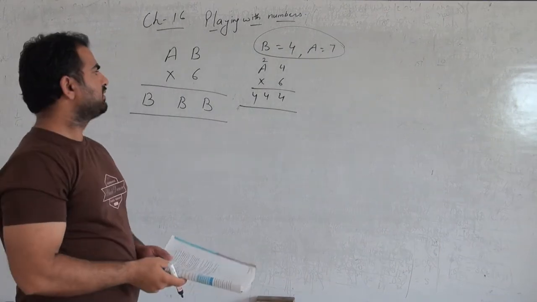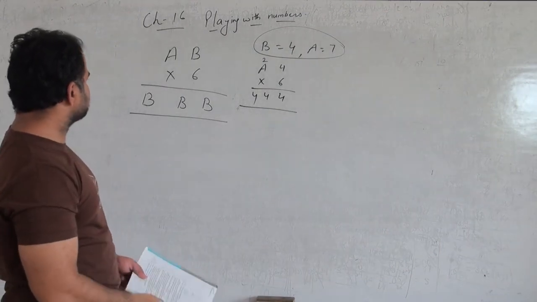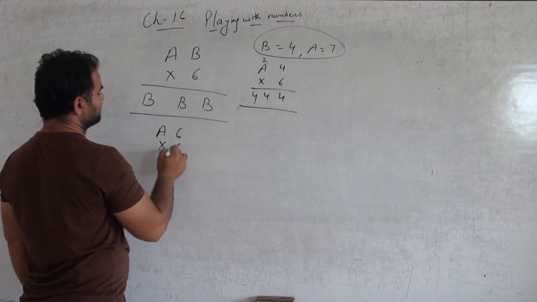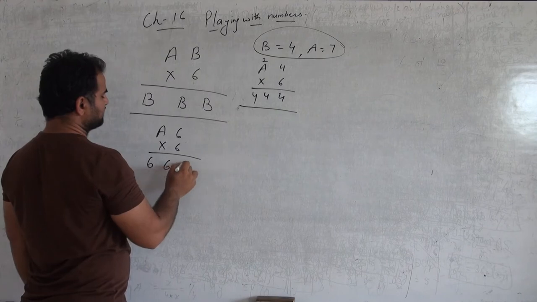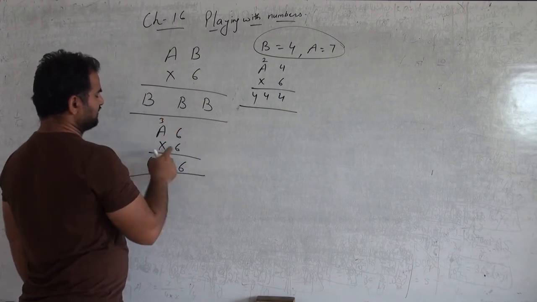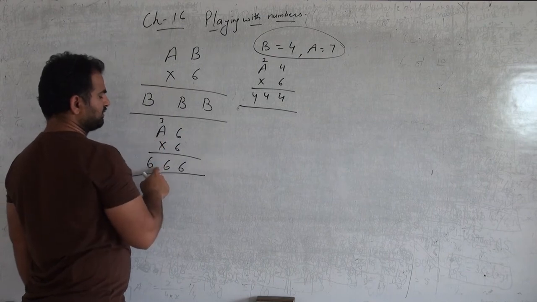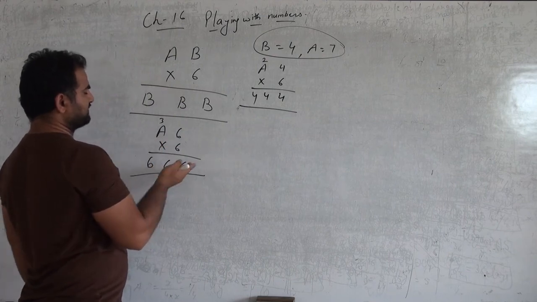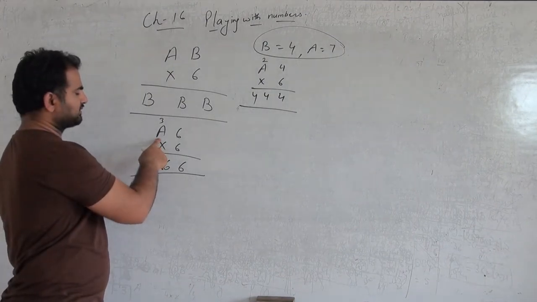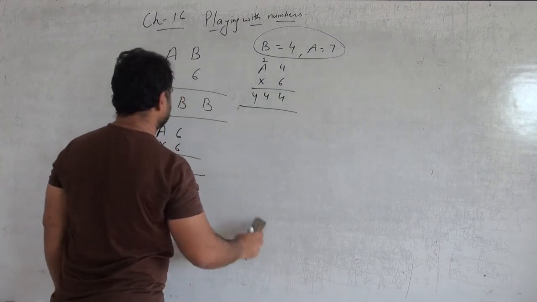Done? Okay. If we have taken 6, then the answer will be A6 multiplied by 6 gives 666. 6 6s are 36, so 3 will be carried. 6 into what will be this? So 6 tens are 60 and we don't have two digits there, so it's not the answer. Okay.